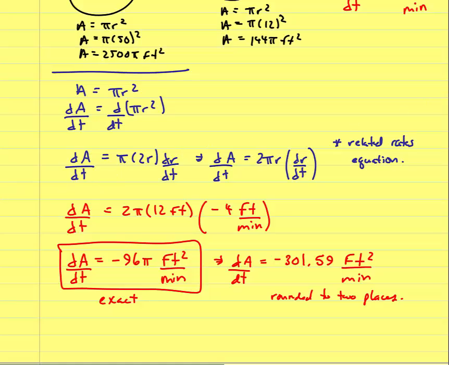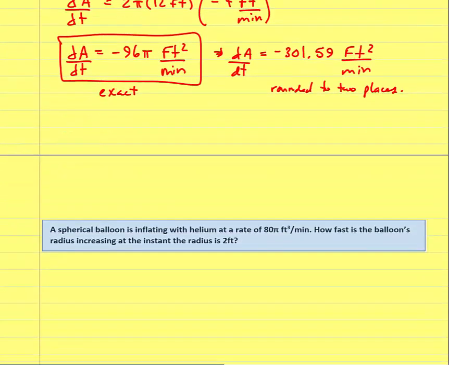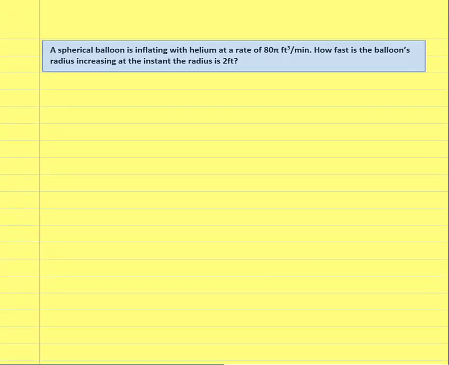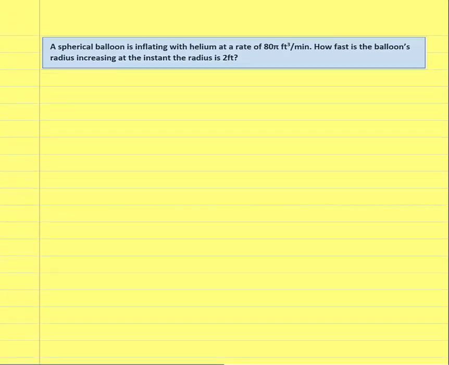So for our next problem, again, let's go ahead and start with the idea of coming up with a formula that describes the problem and then thinking about some implicit differentiation. So we have a spherical balloon, so this would be like a basketball, something with 3 dimensions. So we have a spherical balloon is inflating with helium at a rate of 80 pi cubic feet per minute. So this is really volume that we're looking at here. So this idea is volume. So this is going to be the change in volume over time. So this is dV/dt is what we kind of want to think about there.